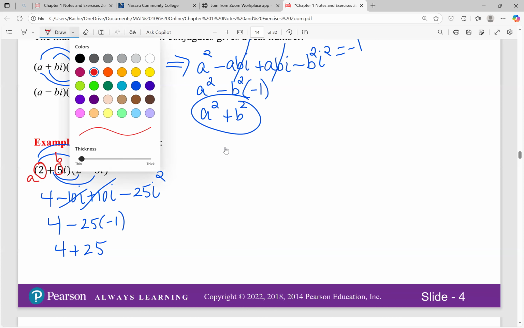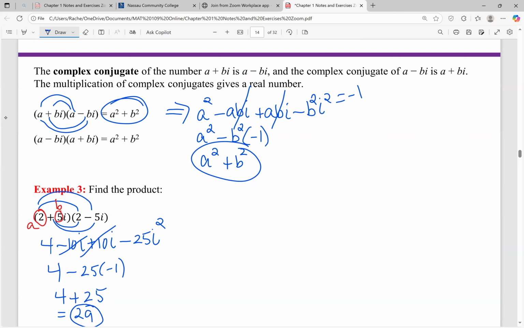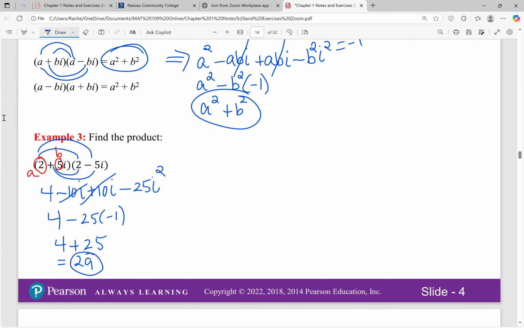And we could simplify that. We could add a squared plus b squared, right? 4 plus 25 is equal to 29. And we see we don't end up with a complex number, right? The multiplication of complex conjugates gives a real number. And the real number in our case for this one is 29. So I think that's important that when you recognize multiplication of conjugates, technically you don't really have to multiply it out and combine like terms. You know it's going to be equal to a squared plus b squared.